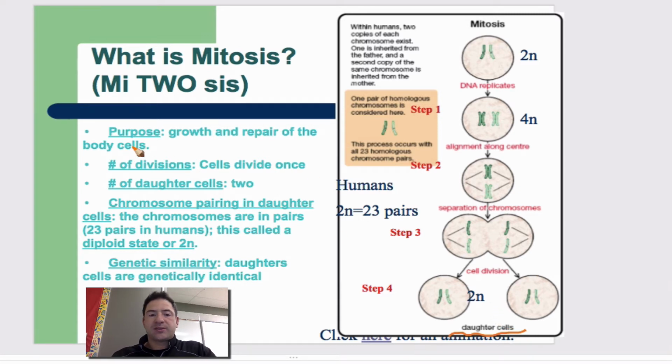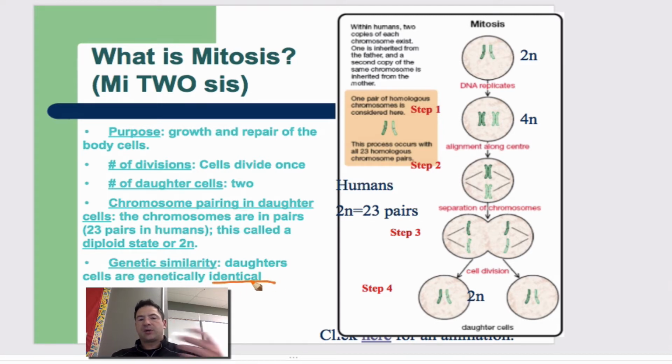Okay, so mitosis is the process that's used for growth and for repair of body cells. There's going to be one cell division, which is really important to note, and it's going to produce two identical daughter cells. Okay, so the chromosomal pairing here, what you're going to see in these daughter cells is 23 pairs, and again, this is called diploid state, or also known as 2N, and I'll write it here as well, 2N. Okay, so like I said, the daughter cells are identical to the parent cell.